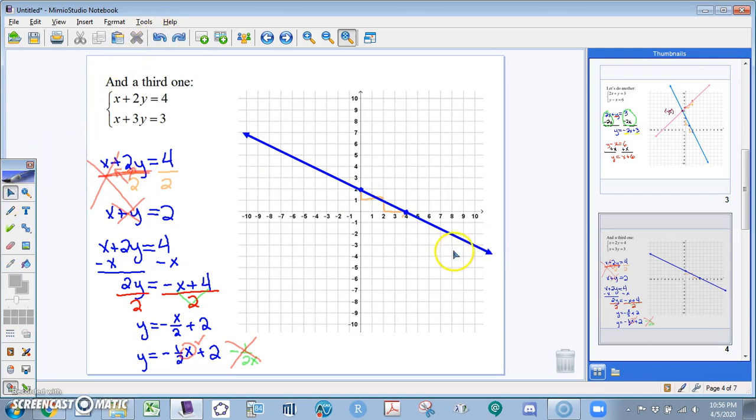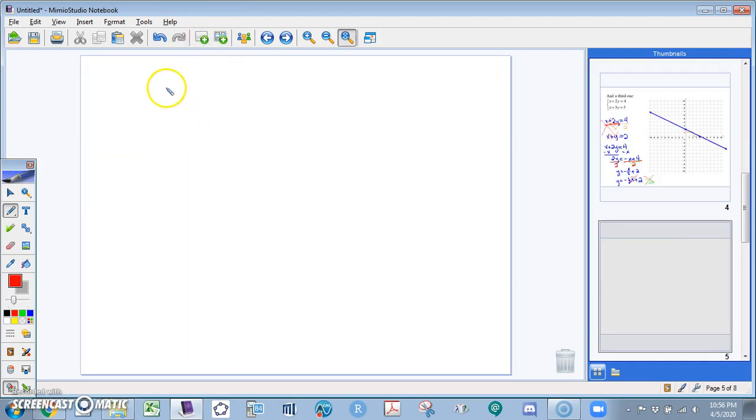All right. Thank you for your patience here, trying to get that to look good. All right. Now I have my other equation here. I don't really have a lot of room, so I'll go to the next page. x plus 3y equals 3.